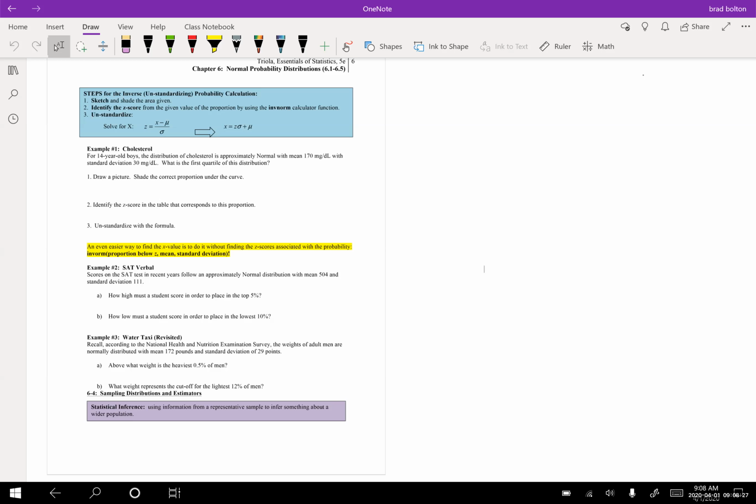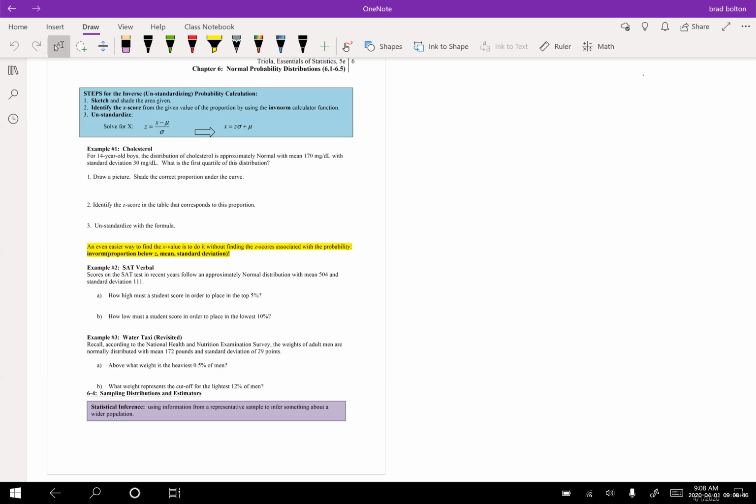And it says, for 14-year-old boys, the distribution of cholesterol is approximately normal with a mean of 170 milligrams with a standard deviation of 30 milligrams per deciliter, or something like that. I'm not exactly sure. What is the first quartile of the distribution?